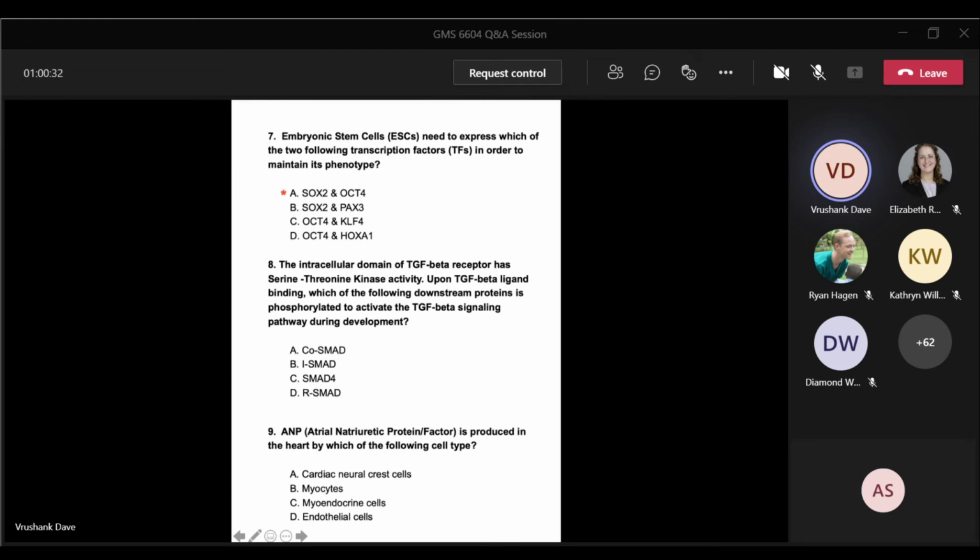Okay, let's go to number 9. ANP, atrionatriuretic protein / factor, is produced in the heart by which of the following cell types? I think it should be C, myoendocrine cells. Yes, that's correct. I think it's a given, in the sense ANP is a hormone, so there is endocrine in that. If you know your subject properly, yeah, you're right. So it's going to be myoendocrine cells, right?